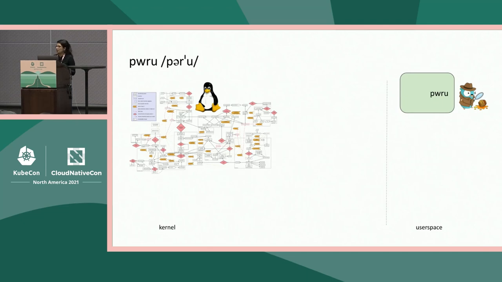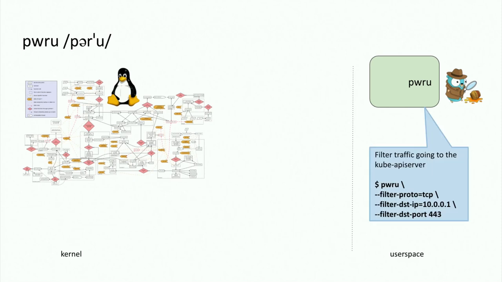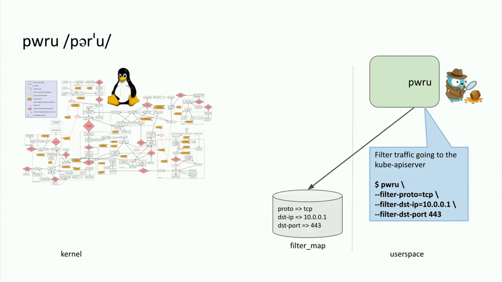So Peru consists of a user space agent written in Go, and it interfaces with the user to collect filter information. So let's say I'm trying to debug traffic that's going to the Kube API server pod. So I run Peru with these filter parameters where I set the protocol to TCP, destination IP set to the Kube API pod IP, and the destination port is set to 443.